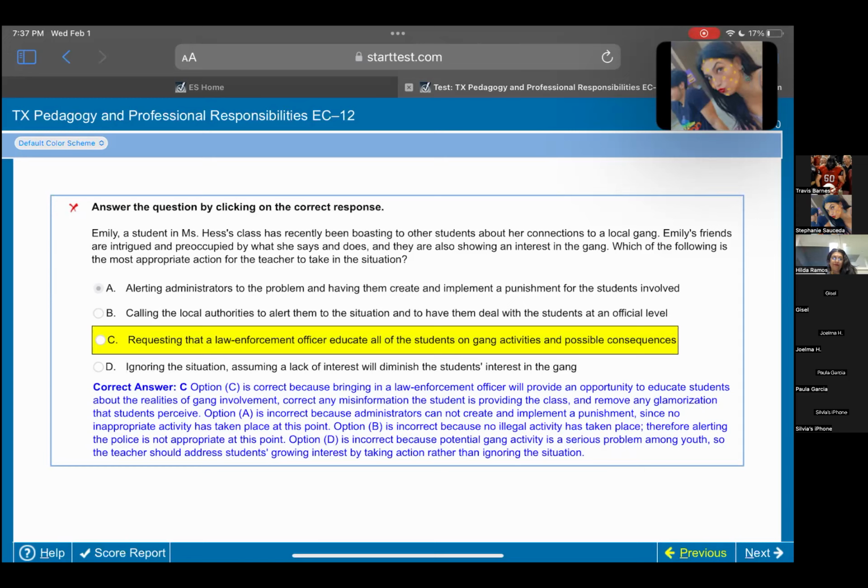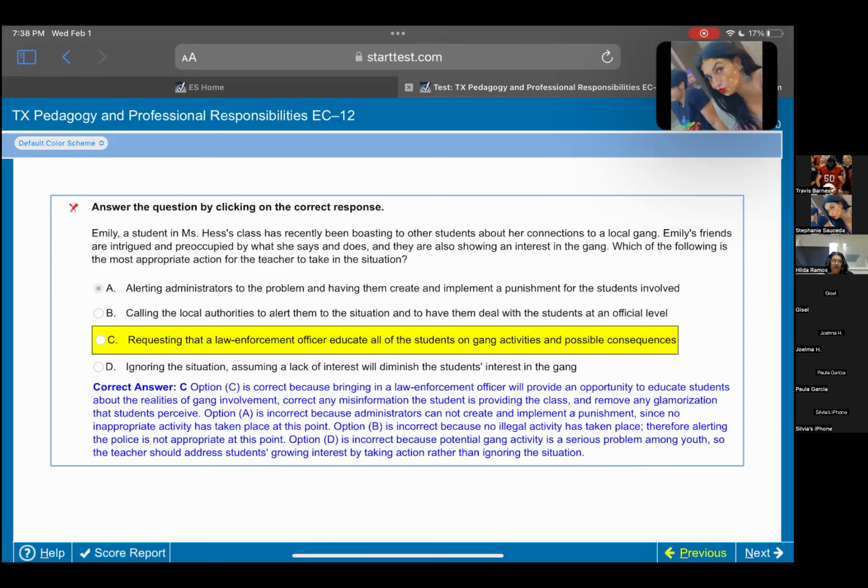We don't want to overtly punish the student immediately. Even the student that says that she has the connections to the local gang, creating that sort of knee-jerk punishment reaction without educating. Now, if she continues and she's tagging the girls' restroom, then I guess punishments are coming for her. But the best course of action, this is just talk.